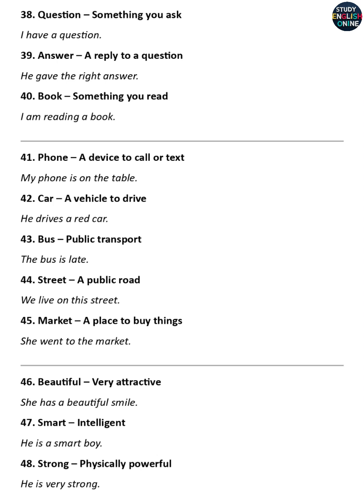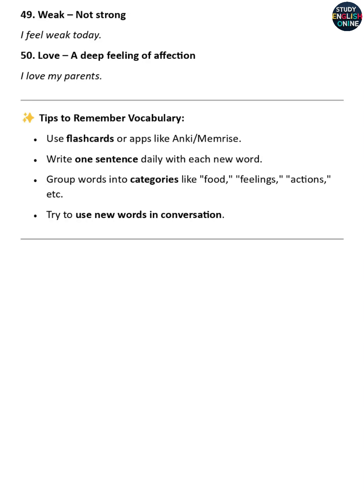45. Market, a place to buy things. She went to the market. 46. Beautiful, very attractive. She has a beautiful smile. 47. Smart, intelligent. He's a smart boy. 48. Strong, physically powerful. He is very strong. 49. Weak, not strong. I feel weak today.